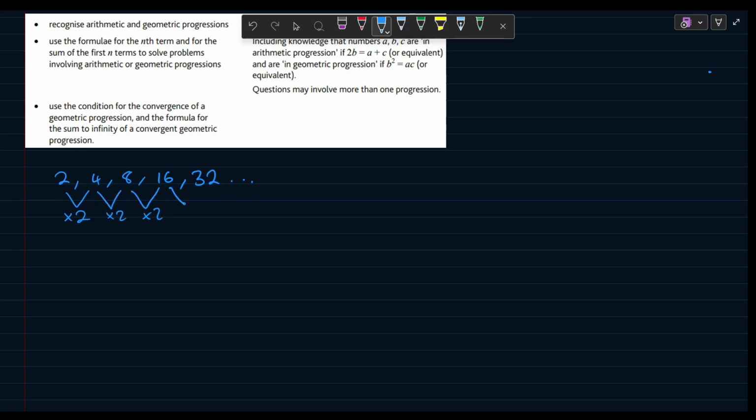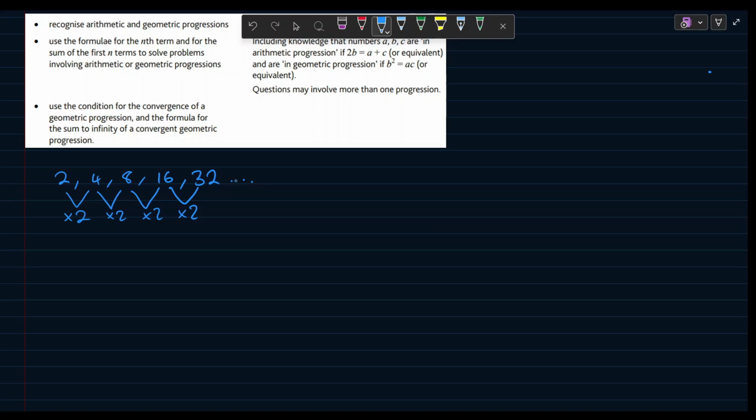Alright, so 2 times 2 gives us 4, 4 times 2 gives us 8, 8 times 2, 16, 16 times 2, 32. So if you've got a sequence where the terms are separated by a common ratio, we call that a geometric progression. So for the arithmetic progression, the terms were separated by a common difference.